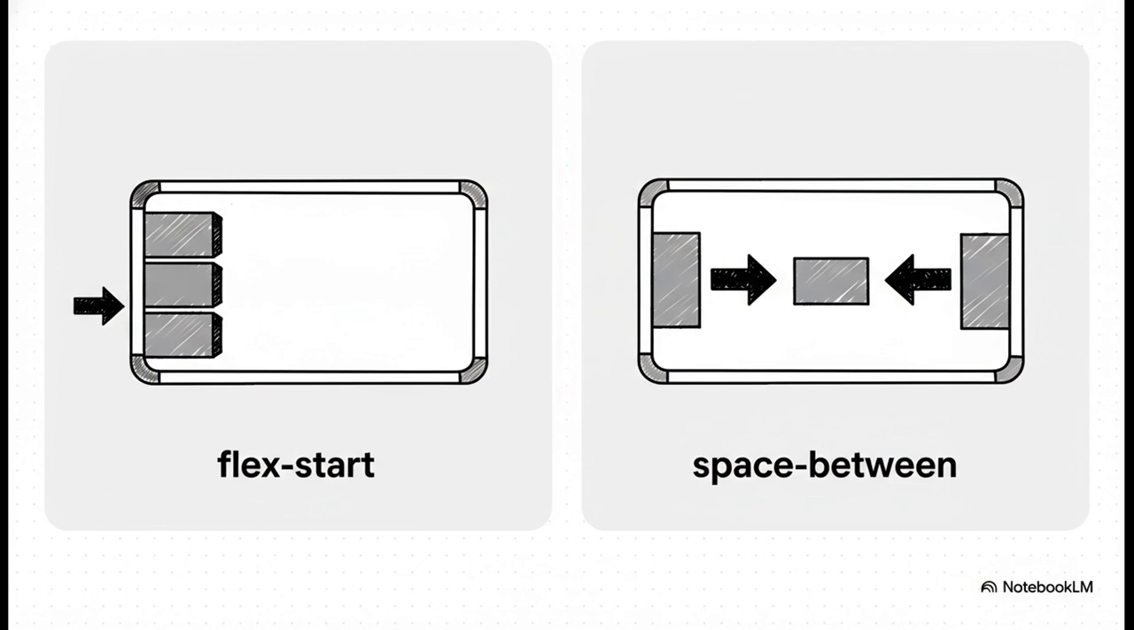Let's look at a couple of key options here. Flex start is the default. It just bunches everything up at the beginning. But the real game changer is space between. This thing is magic. It pushes the first and last items all the way to the edges of the container, and then it distributes the rest of the space perfectly between the items in the middle. For a navbar with a logo on the left and links on the right, this is pure gold. One line of code, and our layout is basically done.